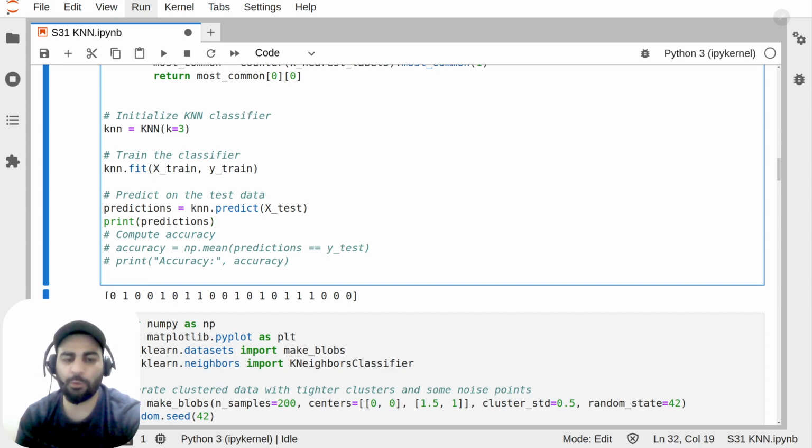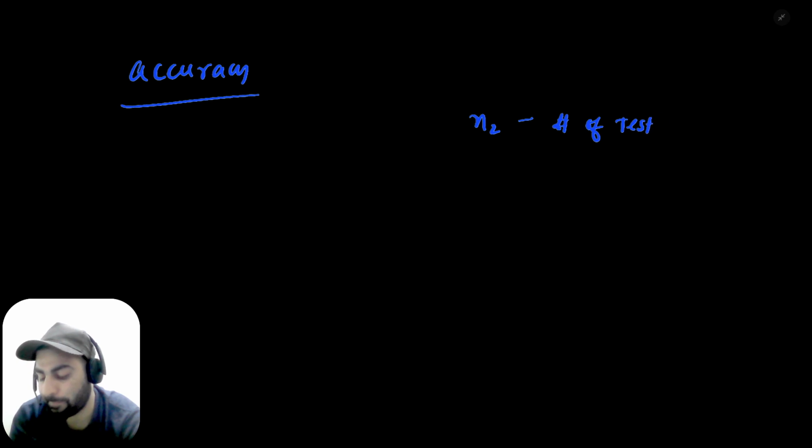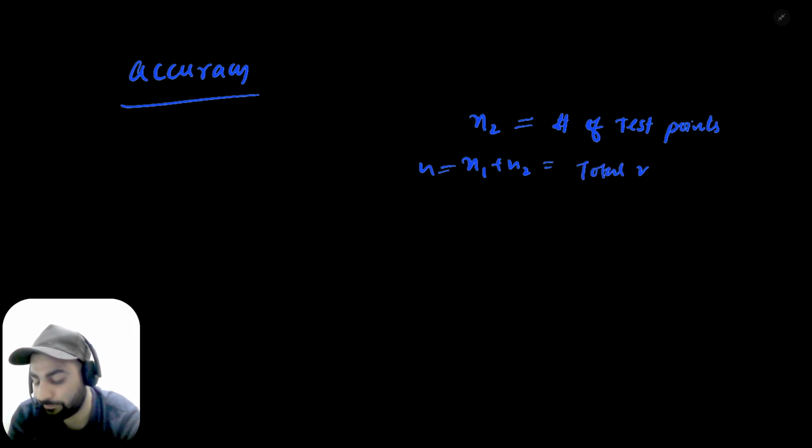Yes, sir. Now I want to compute accuracy. You know how to compute accuracy. Accuracy is one of the measures, and it is also 1 minus the binary loss function, because now I have an algorithm which says whether it is spam or not spam. How to compute accuracy? We have n2 number of test points. Total points is n1 plus n2, which we call n. This is the total number of points.